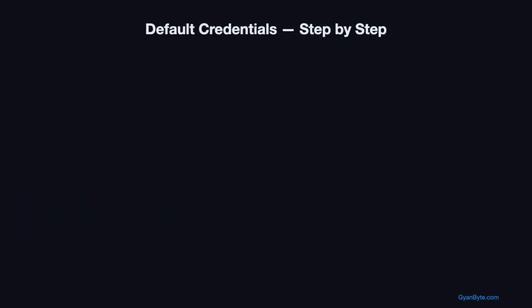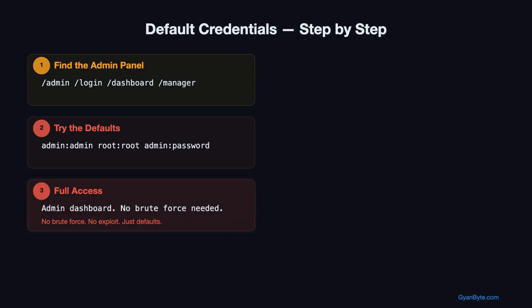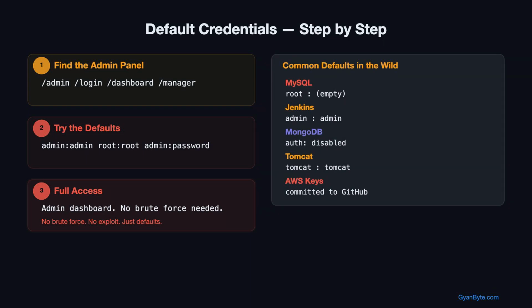Default credentials, the first thing every attacker tries. Step 1. Find the admin panel. /admin, /login, /dashboard. These paths are standard. Step 2. Try the defaults. admin/admin, root, admin/password. Most systems ship with a default account. Step 3. You are in. Full admin access, no brute force, no exploit, just a password that nobody changed.